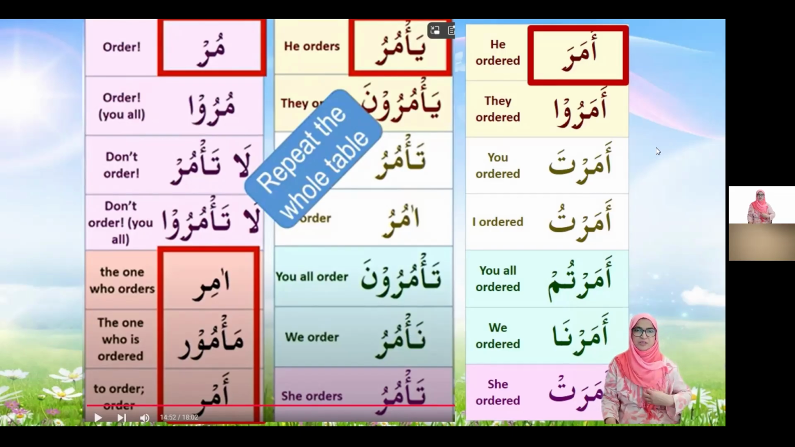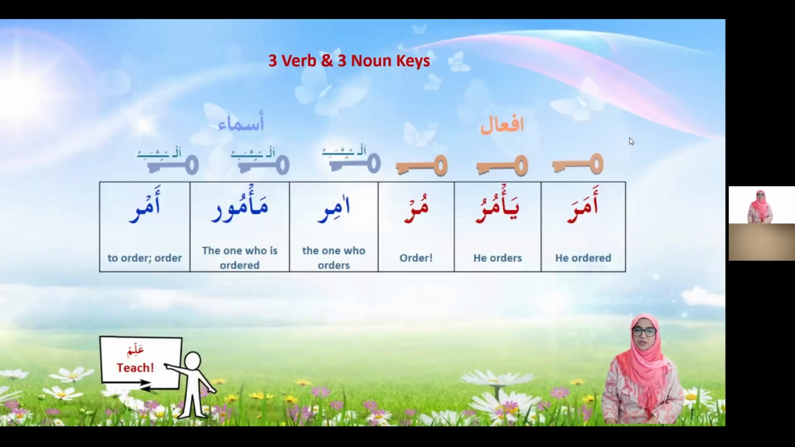All right, so here we have the three verb keys of Amara and the three noun keys. The verb keys, the af'al, are Amara, Ya'muru, Mur. And the three asma, the noun keys, are Amir, Ma'mur, Amr. We've done this. Remember the TPI: Amara, Ya'muru, Mur. This is the af'al.